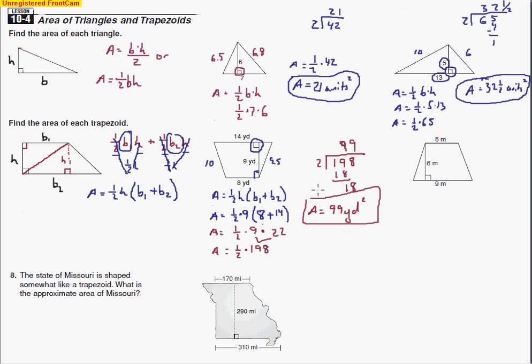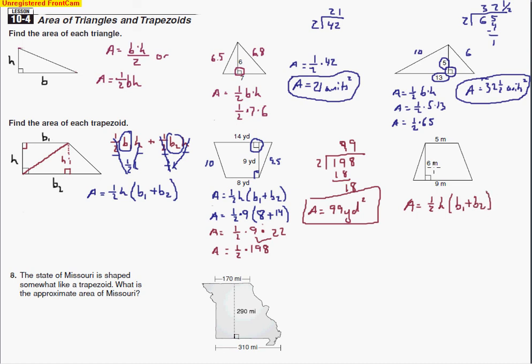So let's take a look at the next one here. Again, they could give us lengths of the sides, but we don't need those. All we need are the two sides going the same direction. Those are the two bases. And so we'll go ahead and rewrite our formula here. Area equals 1/2 the height times by the sum of the two bases.